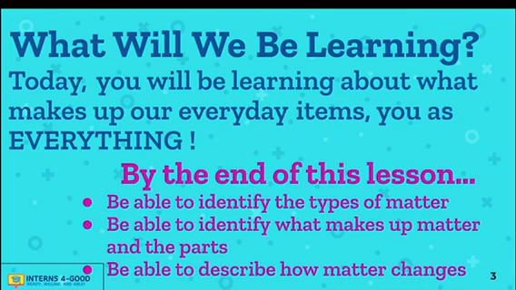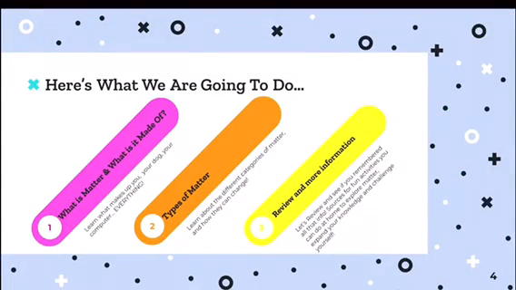Today, you'll be learning about what makes up our everyday items and everything. By the end of this lesson, you should be able to identify the types of matter, what makes up matter and the parts, and be able to describe how matter can change. So here's what we're going to do. First, we're going to learn what matter is and what it's made of. Then we're going to learn the types of matter. And finally, we're going to review the information and see what you can remember.